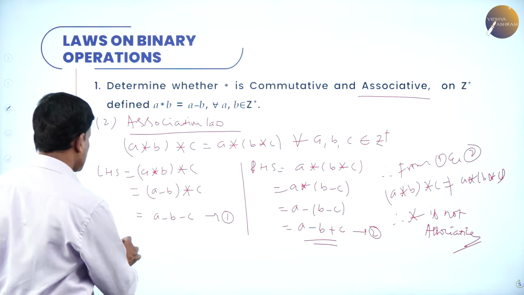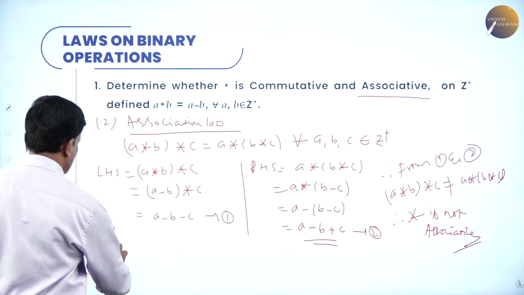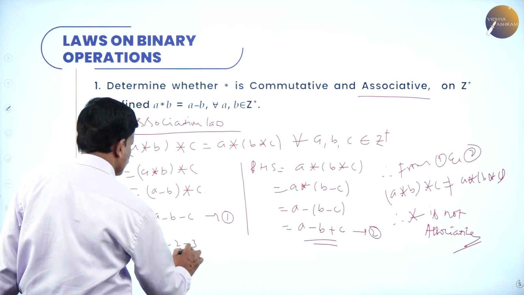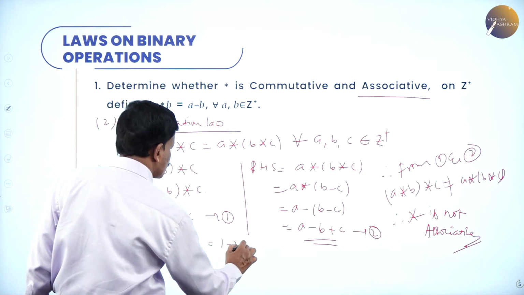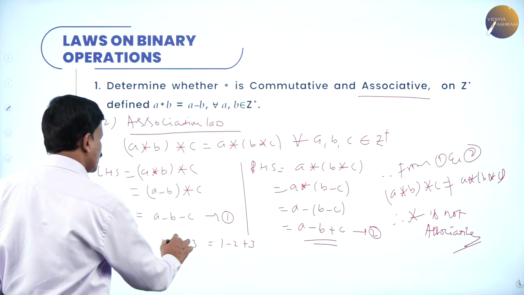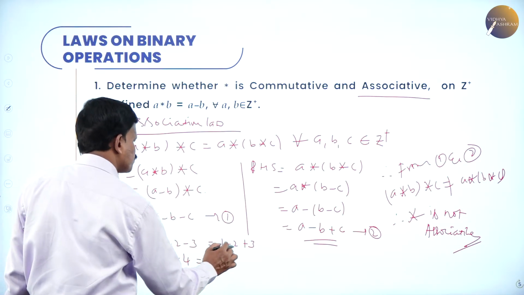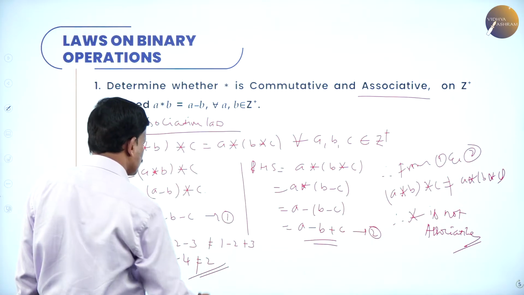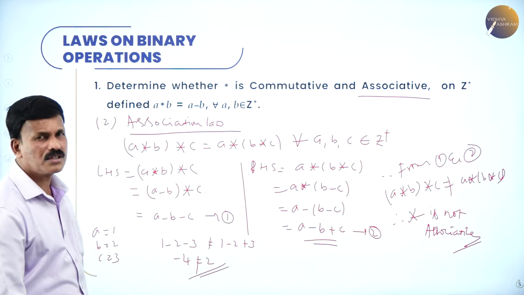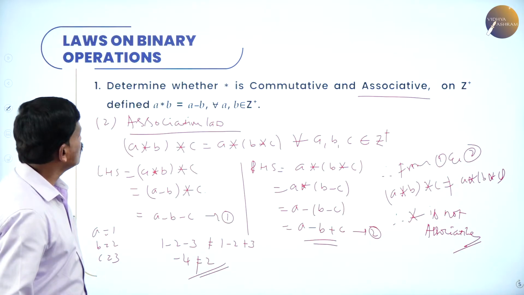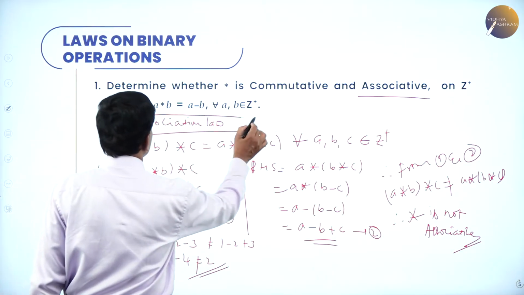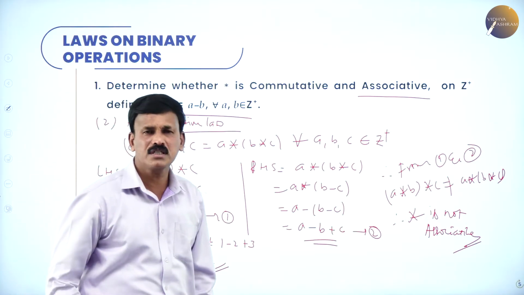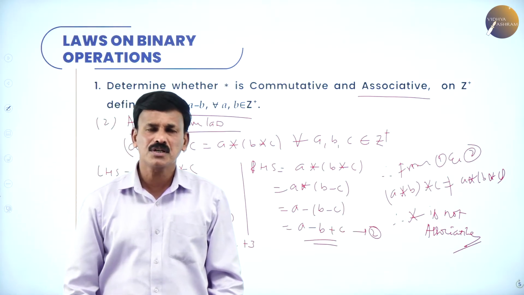If you want, you can take one example. Suppose A is equal to 1, B is equal to 2, C is equal to 3. Then this is 1 minus 2 minus 3, and this is 1 minus 2 plus 3. So, 1 minus 5 is minus 4. This is 3 plus 1 is 4, 4 minus 2 is equal to 2. Minus 2 is not equal to plus 2. So, therefore, this is not associative. So, in this problem, A star B is equal to A minus B for all A, B belongs to Z plus, star is not commutative as well as it is not associative.